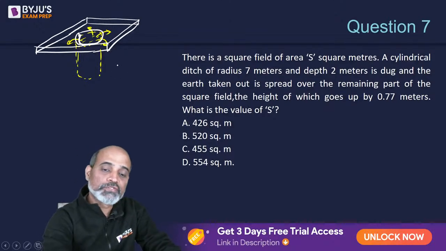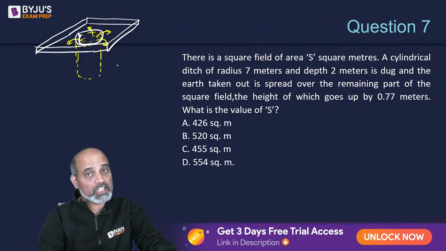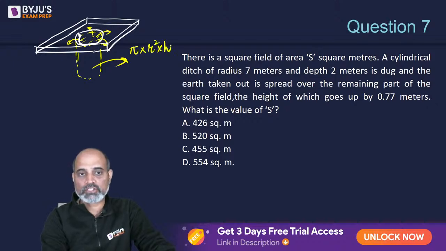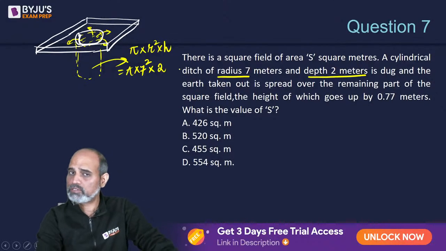So first of all, the volume of the soil that has been taken out from the pit. This is a cylinder. So the volume of a cylinder is given as pi r square into h, right? So we have the radius as 7, and the depth, which in terms is here going to be height, is 2 meters. So everything is in terms of meters, so no change of unit is required.